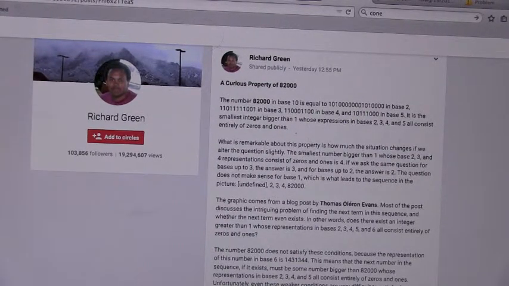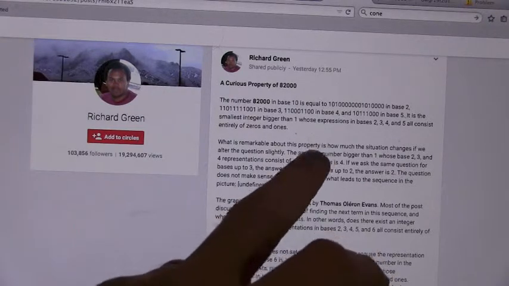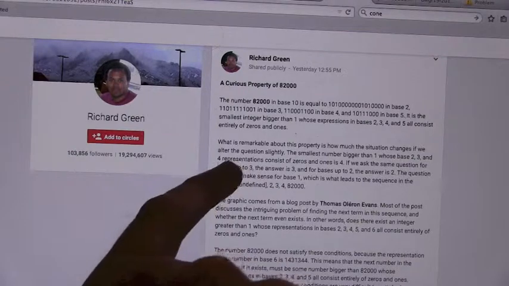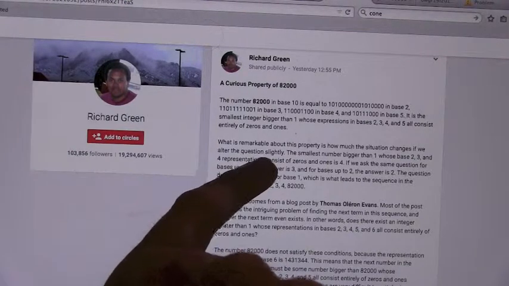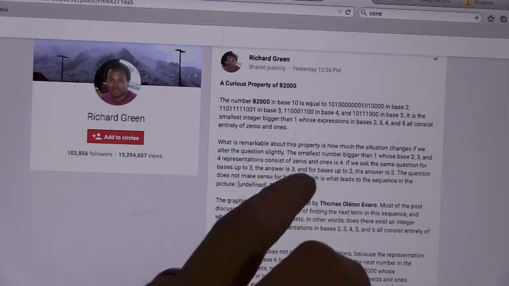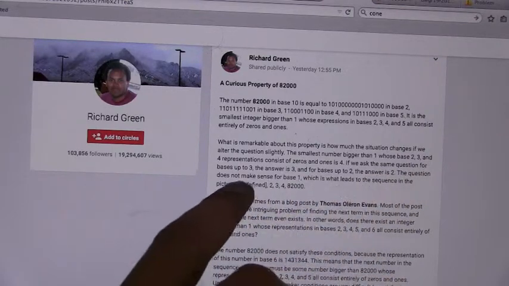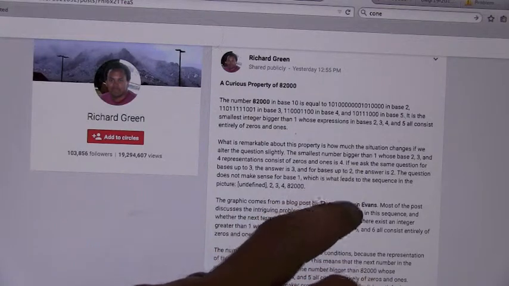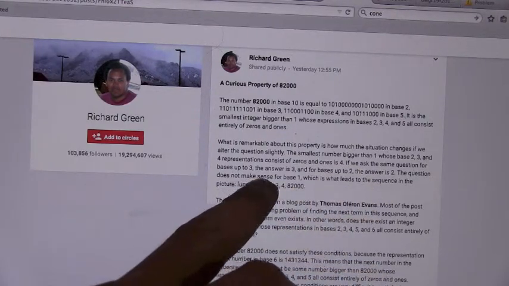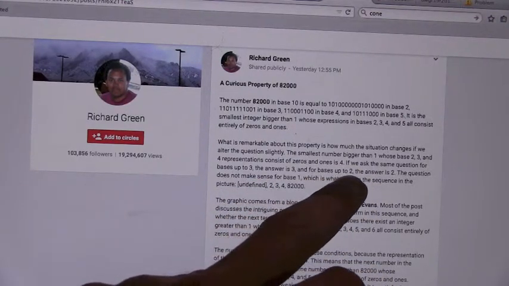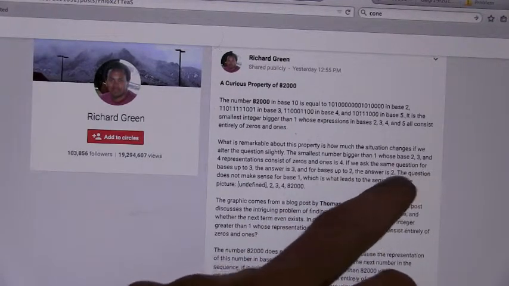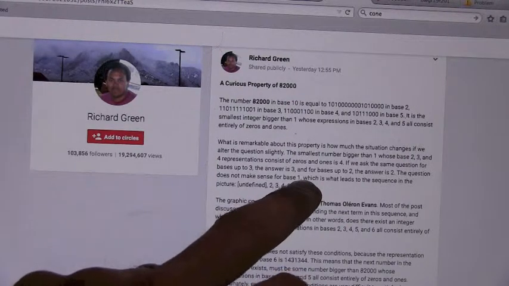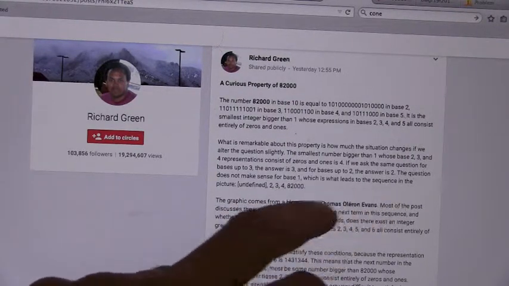Pretty interesting. So he continues down here. What's remarkable about this property is how much the situation changes if we alter the question slightly. The smallest number bigger than 1 whose base 2, 3, and 4 representation consists of zeros and ones is 4. If we ask the same question for bases up to 3, the answer is 3, and for bases up to 2, the answer is 2. The question does not make sense for base 1. Why not? Because that's just zeros, which doesn't lead to the sequence.